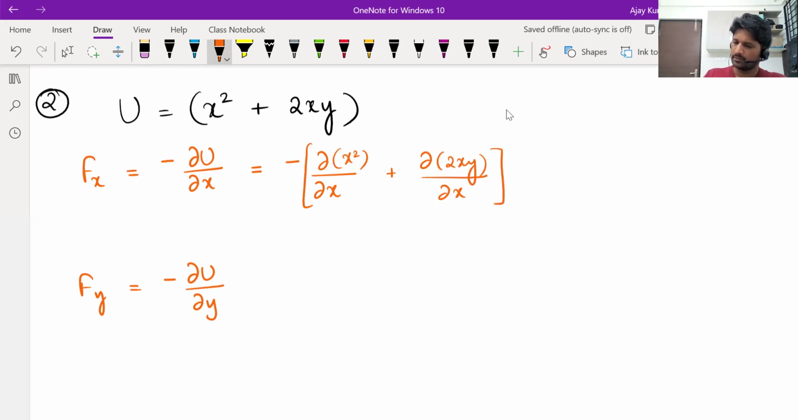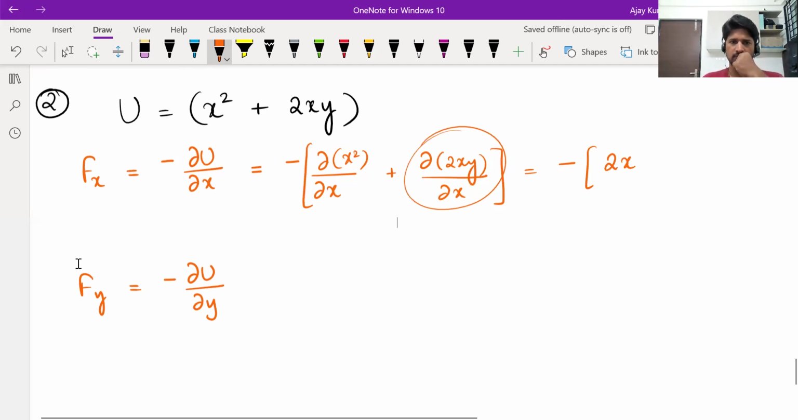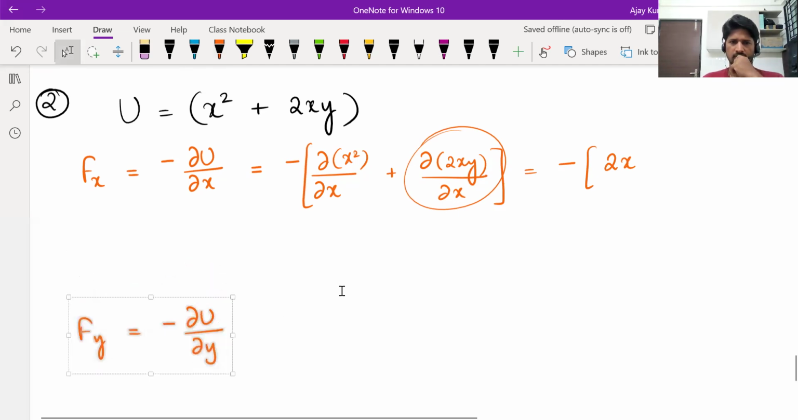Okay. Pawan, what is the derivative of x square with respect to x? Sir, 2x. Okay. Minus sign will stay. First part becomes 2x. Okay. What about this? Sir, I got a doubt that product rule has to be used. Okay, you got the thought that maybe product rule has to be used.